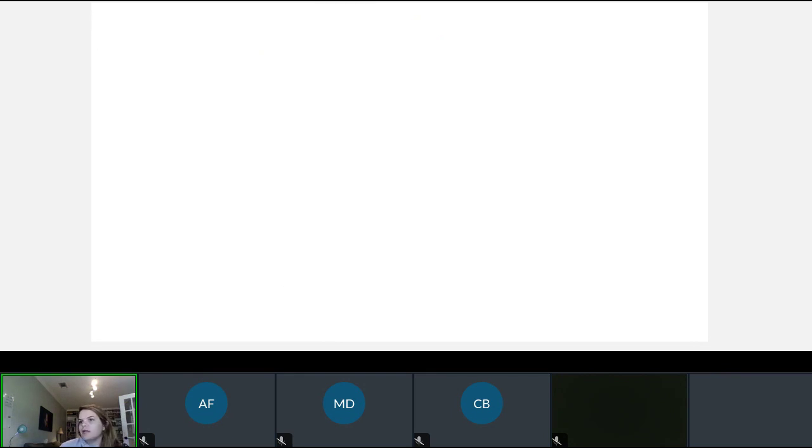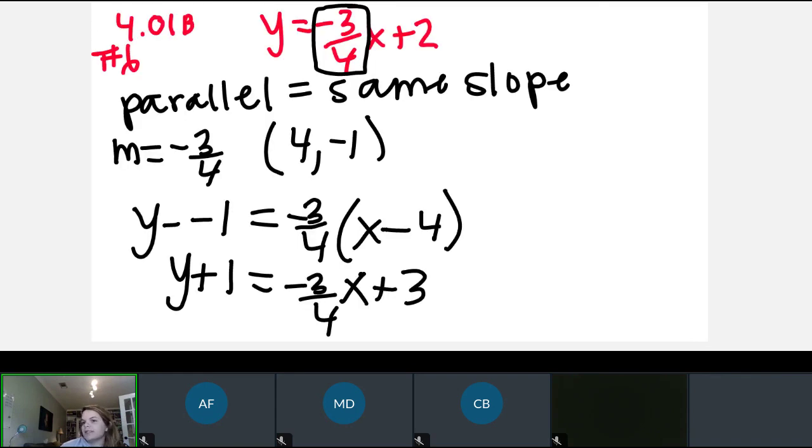All right, let's go ahead and look at number 7. So this is 4.01b, number 7. Nope, so you're going to go ahead and finish solving for y. I didn't finish solving for y because I was just trying to get you through before I had to end the class. But there's just one more step. All you have to do is just subtract 1 from each side. And then that's what you type in.